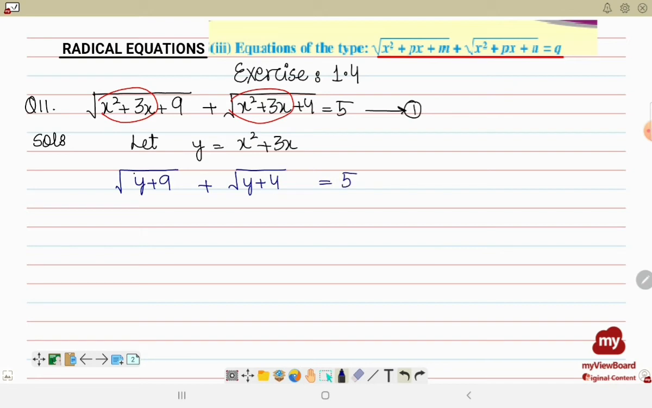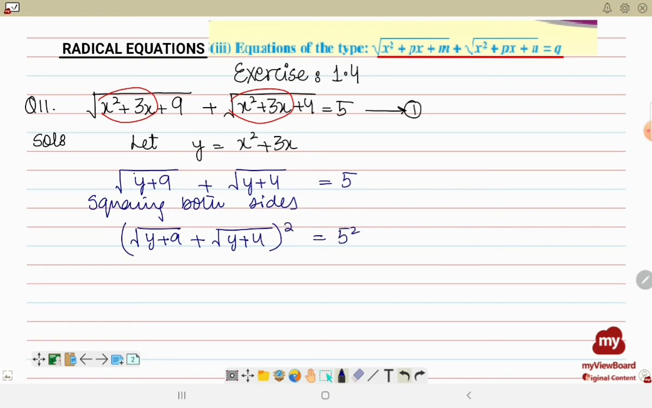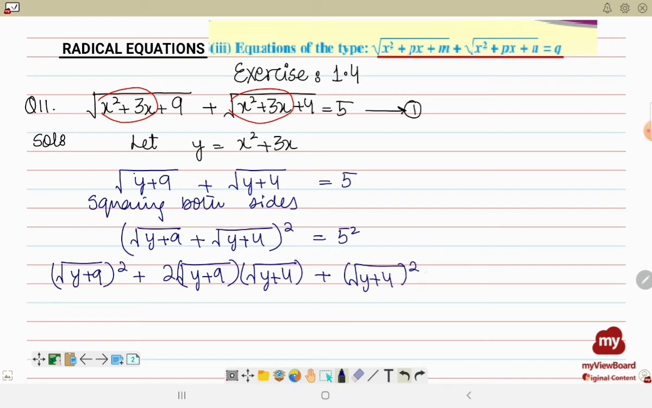So we are going to remove the radical sign by squaring both of the sides. So square root of y plus 9 plus square root of y plus 4, whole square, equals 5 whole square. So this is actually the first algebraic identity. We are having y plus 9 whole square plus 2ab term, and then the square of the last term, square root of y plus 4 whole square. And on the right hand side we are having 5 times 5 is 25.